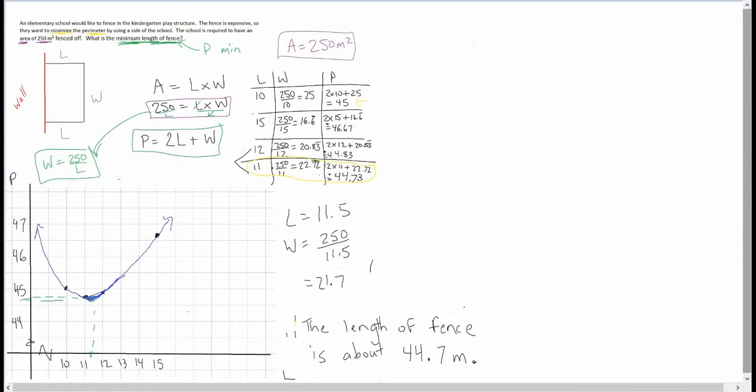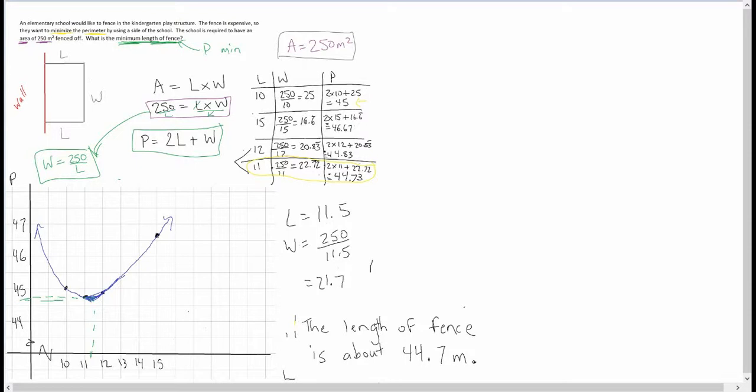So that was a pretty tricky question. If they asked you to have the length and the width to the nearest meter, then you would look for maybe 11 would be the best choice because it's fairly close to 11.